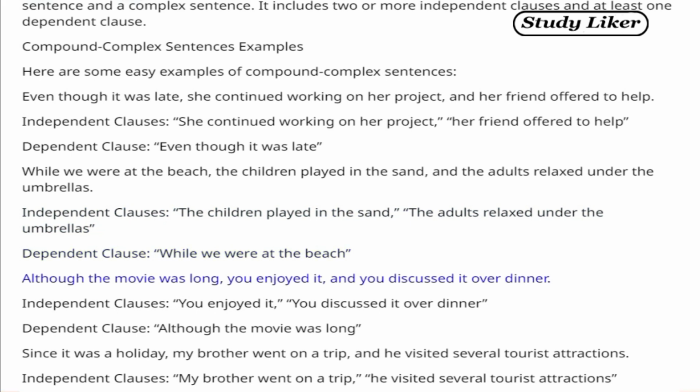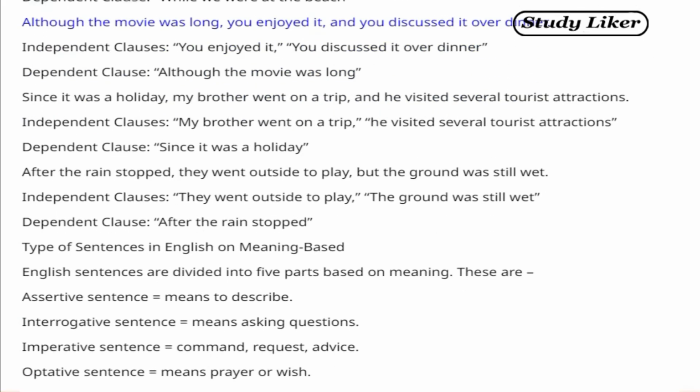Although the movie was long, you enjoyed it, and you discussed it over dinner. Independent clauses: you enjoyed it; you discussed it over dinner. Dependent clause: although the movie was long.